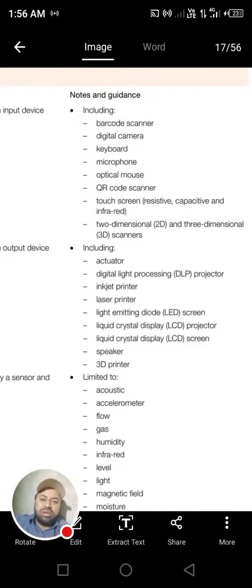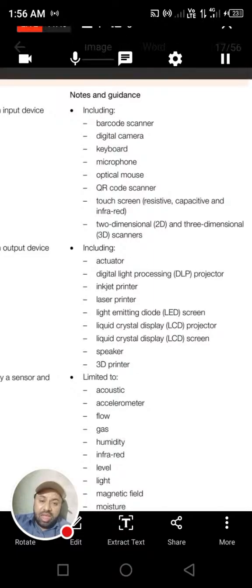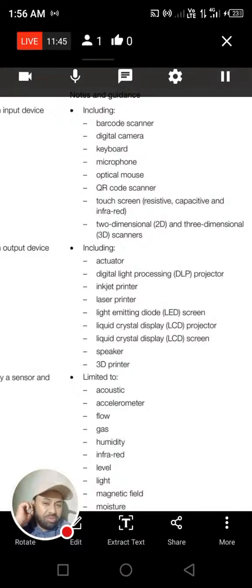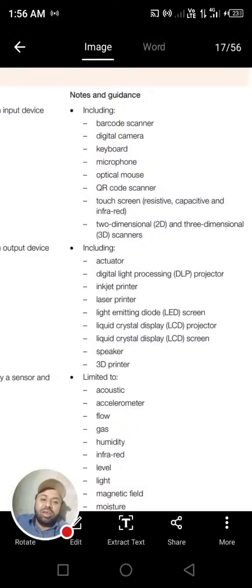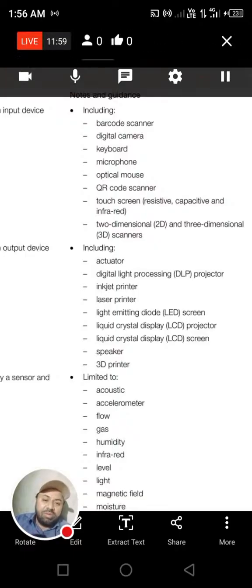Here are some, including barcode scanner. We scan barcodes through it. This is an input device, as are digital camera and keyboard, microphone and optical mouse, QR code scanner, and a touch screen. Resistive, capacitive, and infrared, there are three types, just like touch on the mobile. Two-dimensional and three-dimensional scanners are there. These are all the input devices.